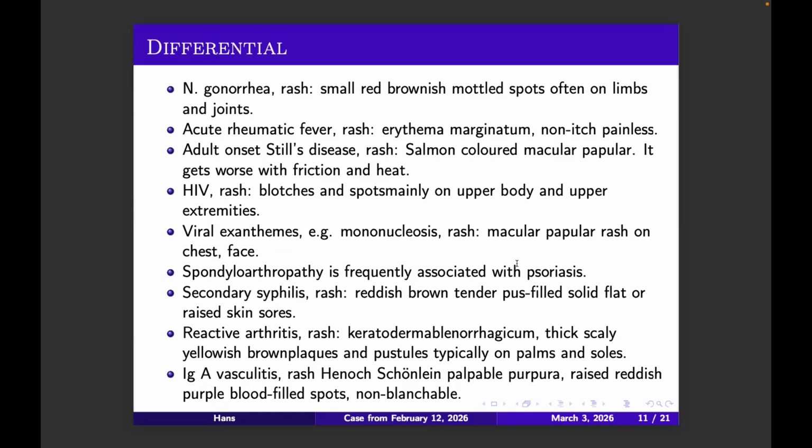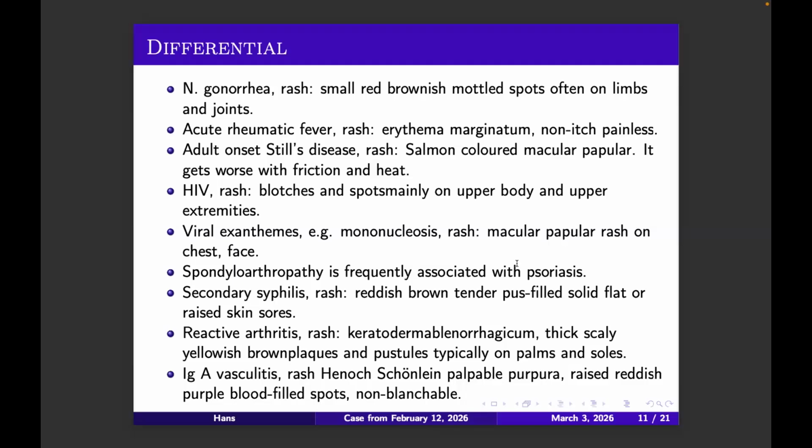Then we could have adult onset Still disease, which is an autoinflammatory disease. This involves the innate immune system rather than the adaptive system in other diseases like lupus. And there we have a salmon-colored rash, but we also have off and on fever, and the diagnosis can be very elusive. HIV, we need to rule it out, but it would actually cause a rash in the upper body as well, not just the lower extremities. Viral exanthemas like mononucleosis are very likely in this patient because we see it in this patient population.